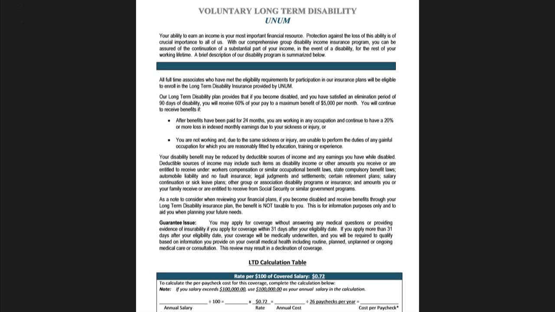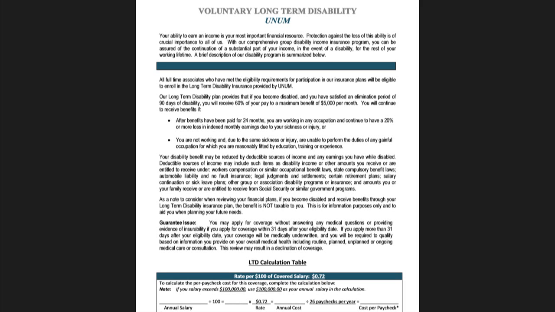This page details the information regarding Unum's voluntary long-term disability policy that's been in place for many years. As a reminder, long-term disability provides you with income protection if you should become disabled and are unable to work. In short, once you've been disabled for a period of 90 days, you'll receive 60% of your monthly earnings to a maximum of $5,000 a month.